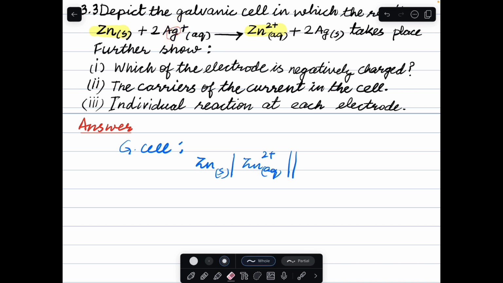So here is the silver. We will write down the cathode on the right hand side. Okay, left hand side will be your anode, and cathode will be on the right hand side. So we will write it here, Ag+ aqueous, that is silver ion from the solution, being reduced to silver metal. So right hand side is cathode and the left hand side is anode. This is how we write the galvanic cell reaction.